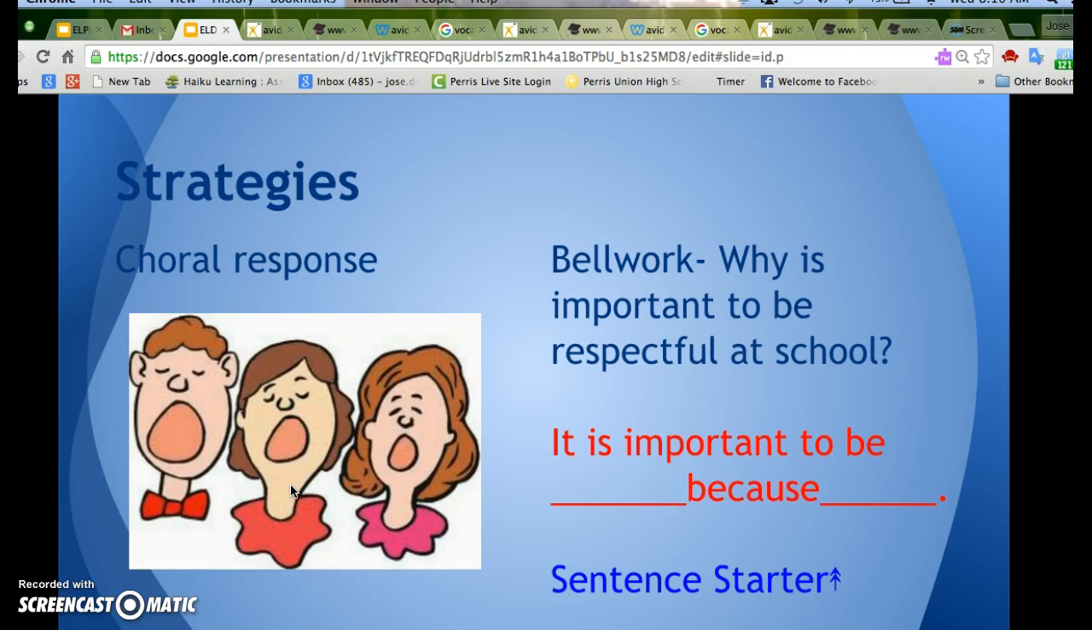In middle school and high school, we tend to move away from this because we feel it's more elementary, but students still need this in middle school.